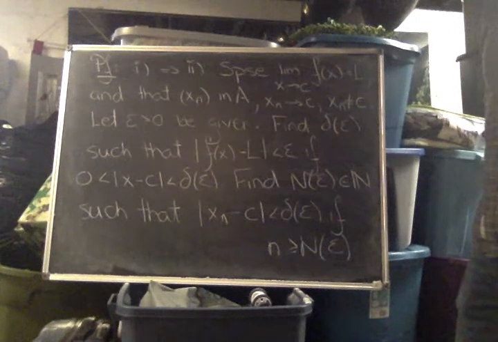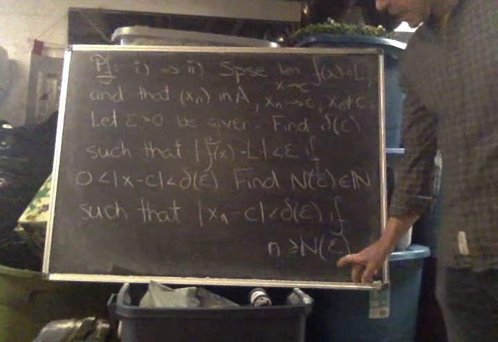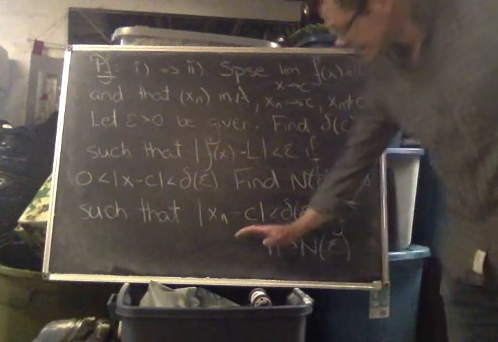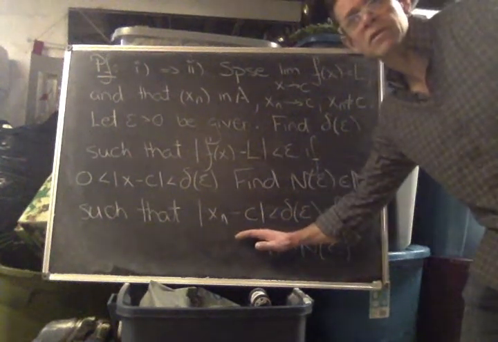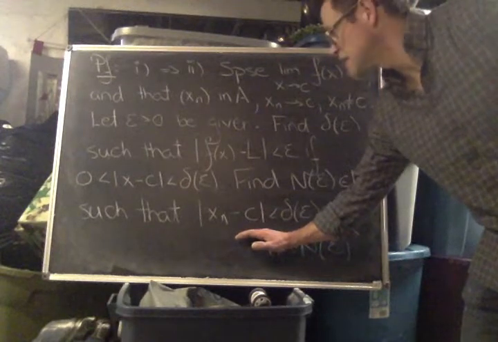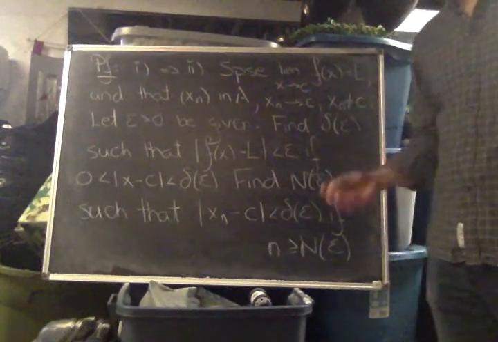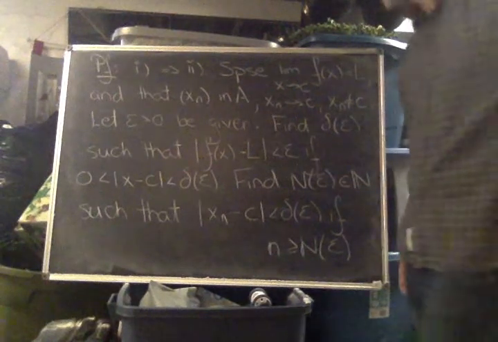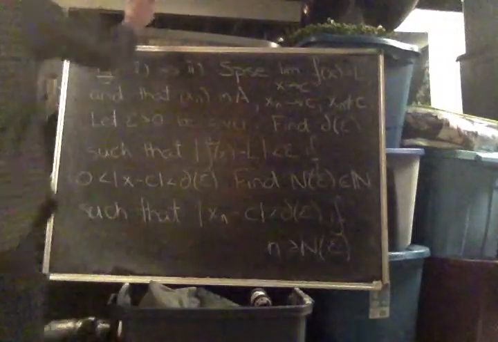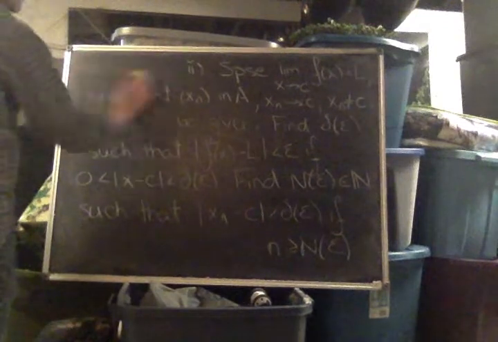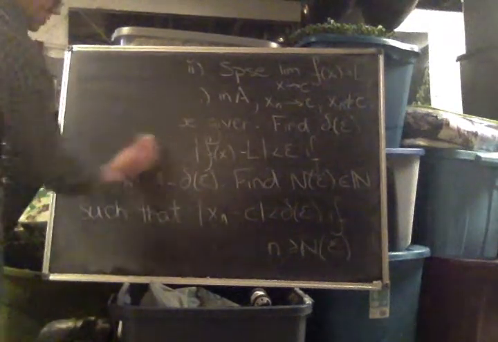Now what's going to happen is whenever little n is bigger than capital N of epsilon, this statement here will be true, which means that the distance from f of xn to L will be less than epsilon, and that's exactly what we need. That's the definition of f of xn converging to L.